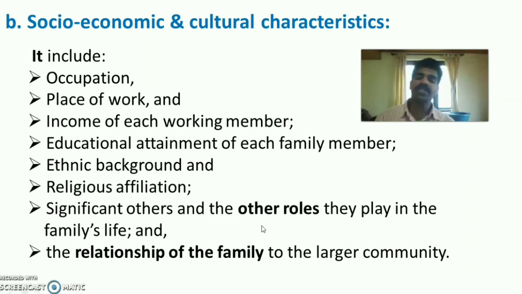So other roles which are played by the family members in their family life and the relationship of the family to the community or to the society. How they maintain the relationship and socialization with the neighborhood, to the neighbors and to the society and to the community. So the relationship of the family to the larger community. This all information comes under socio-economic and cultural characteristics of the family.